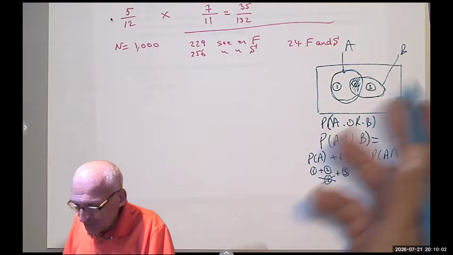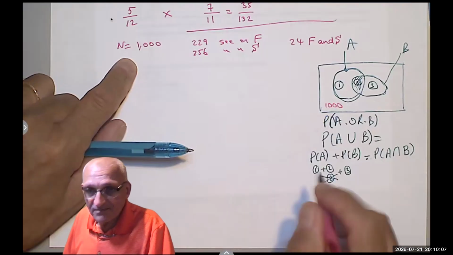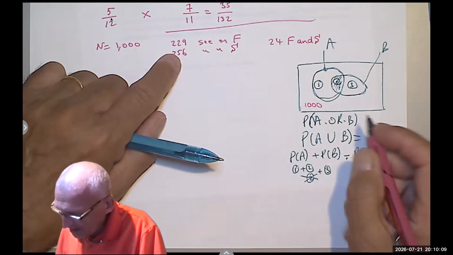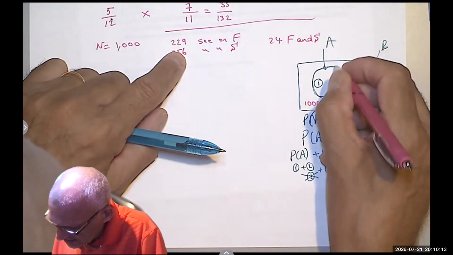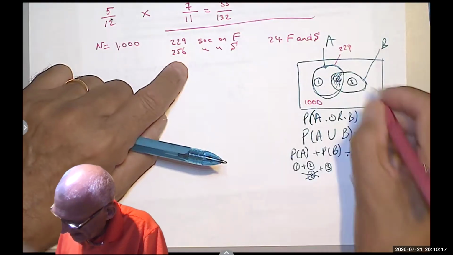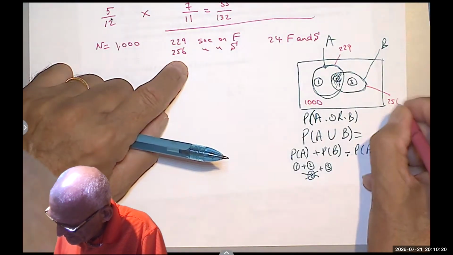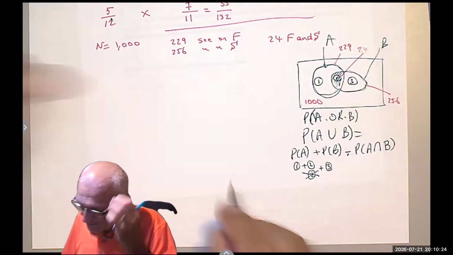So now the case we have is this number is 1000 instead of probability, it's a number, it's fine. The whole A, which is Friday, is 229. So the numbers included in all of that is 229. And the number inside that is 256. And the number in the middle is 24.